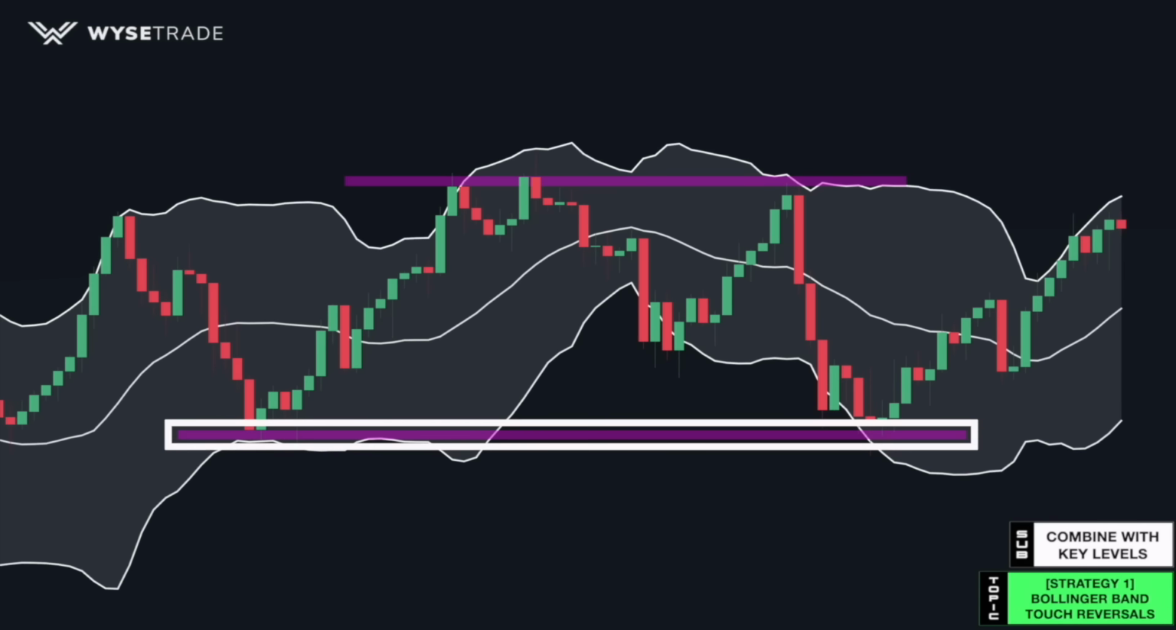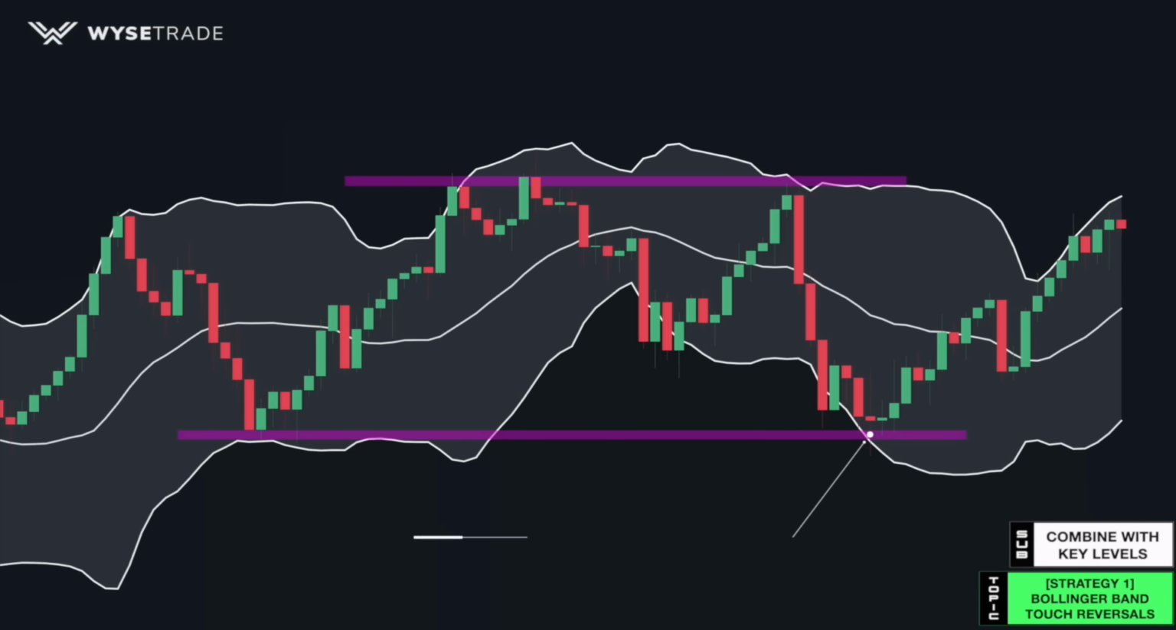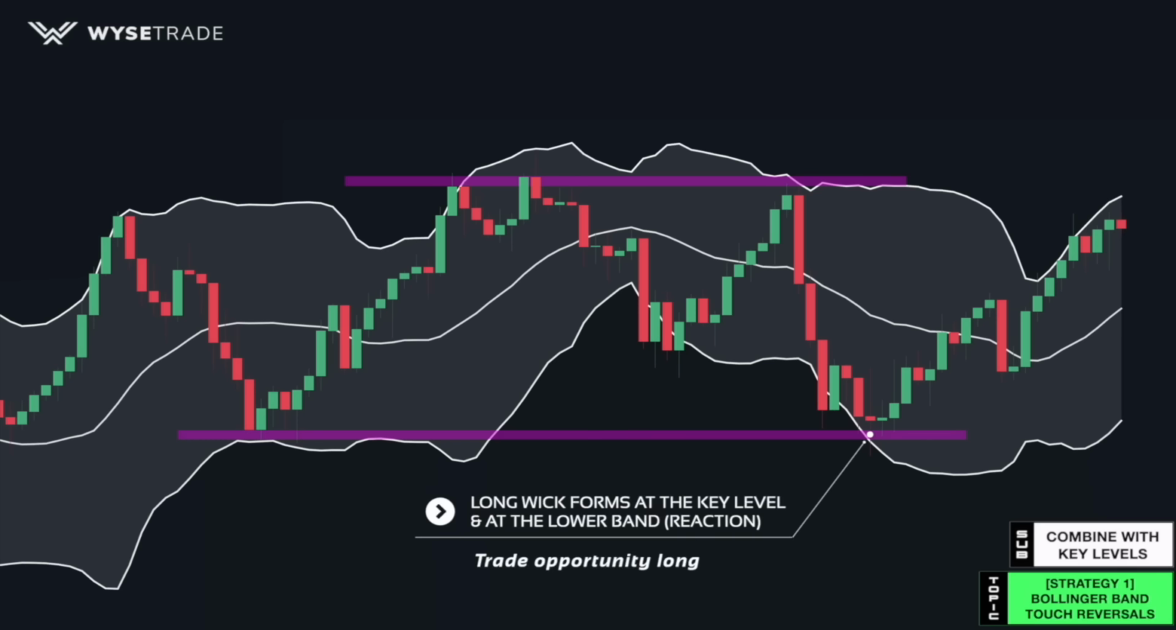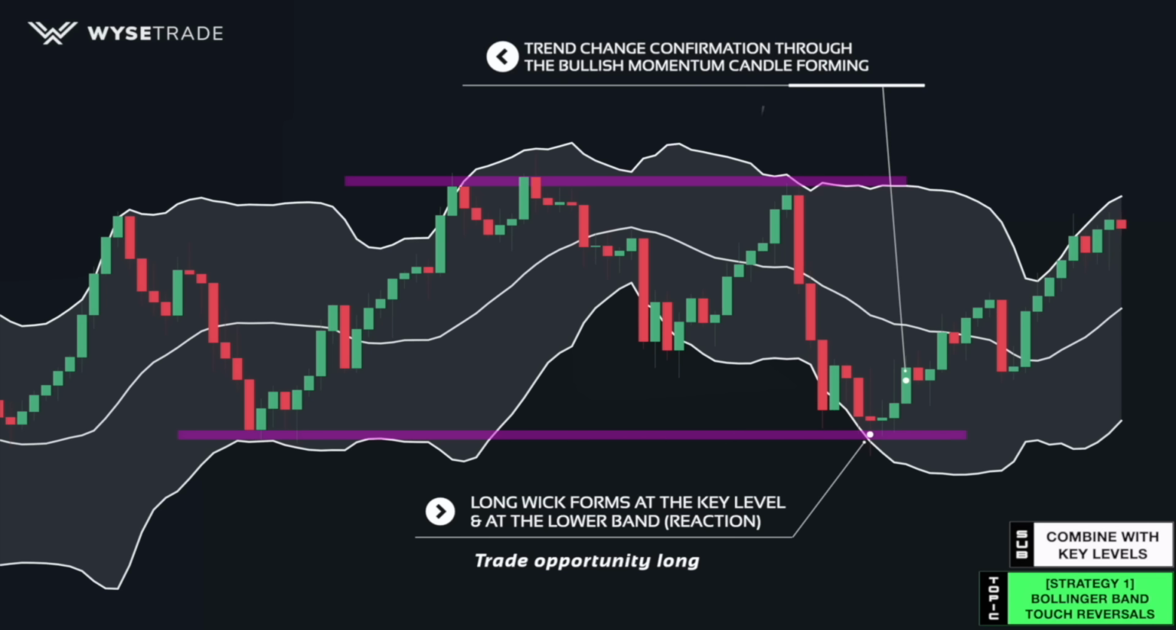You had your key level here because of this reversal point. When price came back down, you had a long wick candle form at the key level and at the lower band, making this an area of confluence. Then once you had the momentum candle form off of the level, you would look for a long trade entry through the same time frame or through a lower intraday time frame.